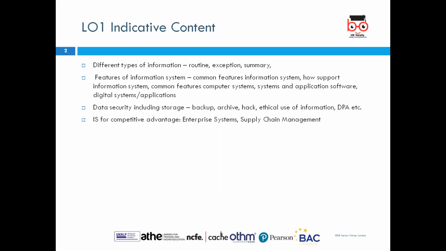So our indicative content, we're going to look into different types of information: routine, exception, and summary. We will look into the features of information systems, how to support information systems, common features of computer systems, and then the systems and application software, and also digital system applications. Then we look into data security, including storage, backup, archive, hack, ethical use of information, DPA, etc. Then we will look into information systems for competitive advantage, enterprise systems, supply chain management.